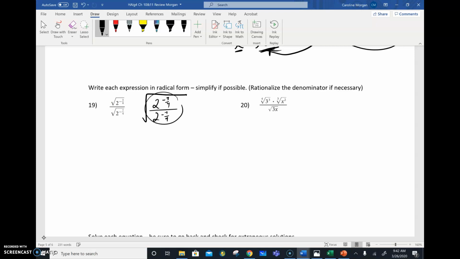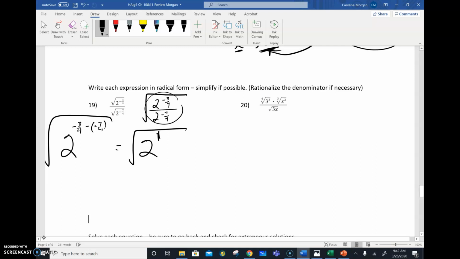And when I have a quotient with fractional exponents, I subtract the exponents. So I'm going to come over here, and it's minus a negative 7 over 4. This is all under my square root, isn't it? All right. 2 to the negative 3 over 4 plus 7 over 4. It's negative 3 over 4 plus 7 over 4 is 4 over 4, which is 1, so the answer is the square root of 2. All right, let's look at this one.